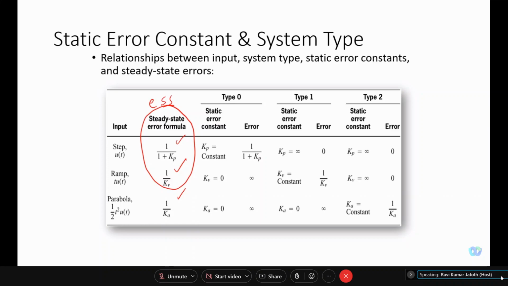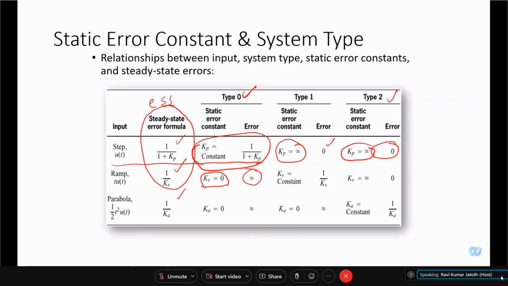Now for a type 0 system, this is the conclusion we made. When the system is type 0 and the input is a step signal, you get a finite error constant. If it is a type 1 system, the static error constant is infinity and the error is 0. If it is a type 2 system, the position error constant is infinity and the error is 0. Similarly for ramp input, when it is type 0, Kv is 0, which means the error is infinity.